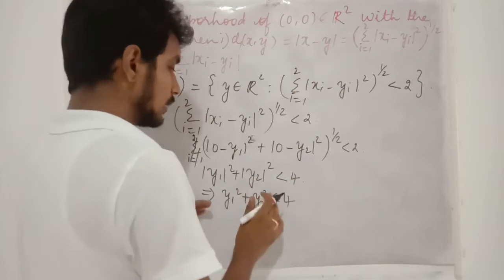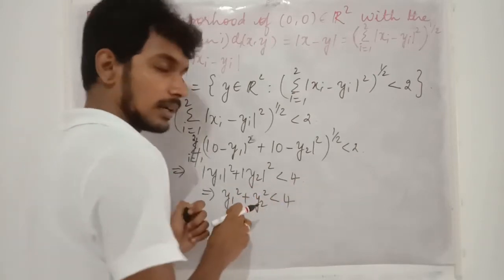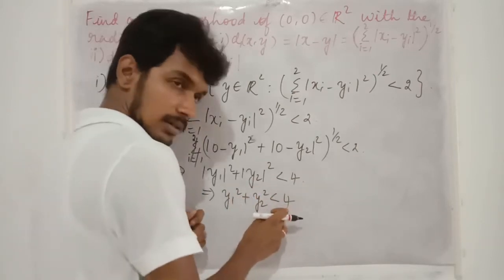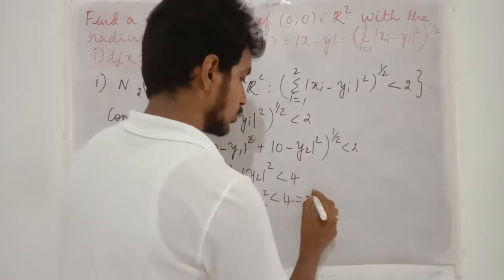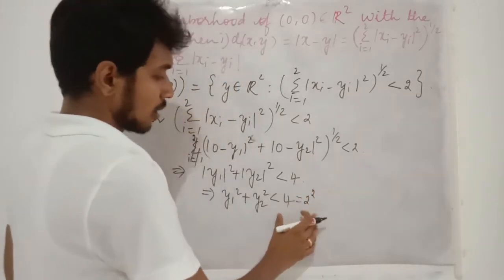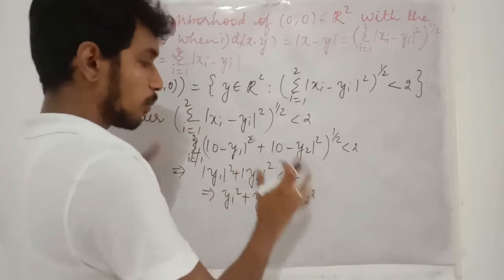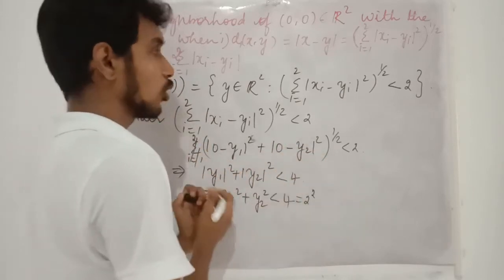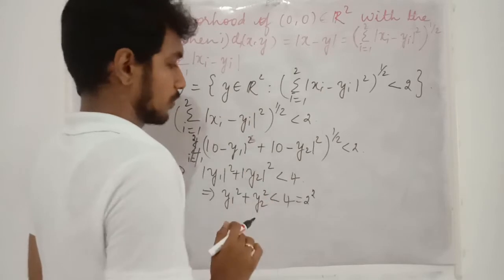What is it? It is the circle with center at the origin and radius 2, that is, 2 square. The points inside the circle are going to be the neighborhood, right?